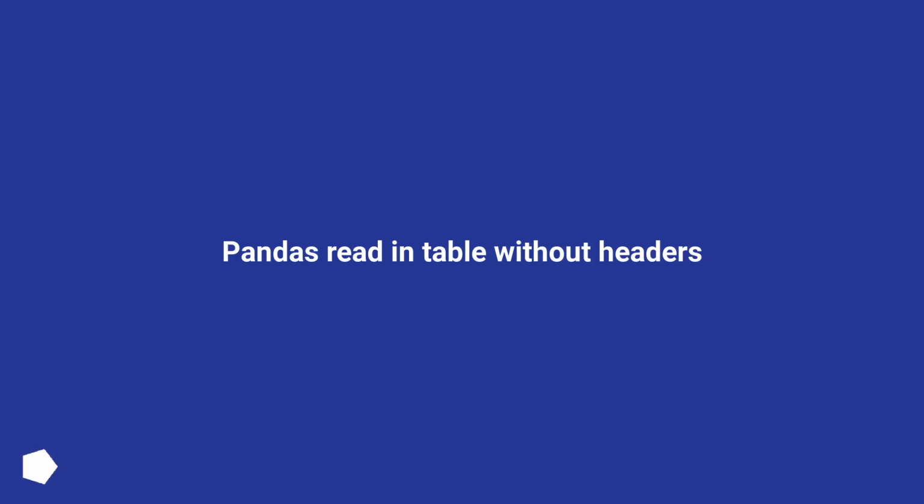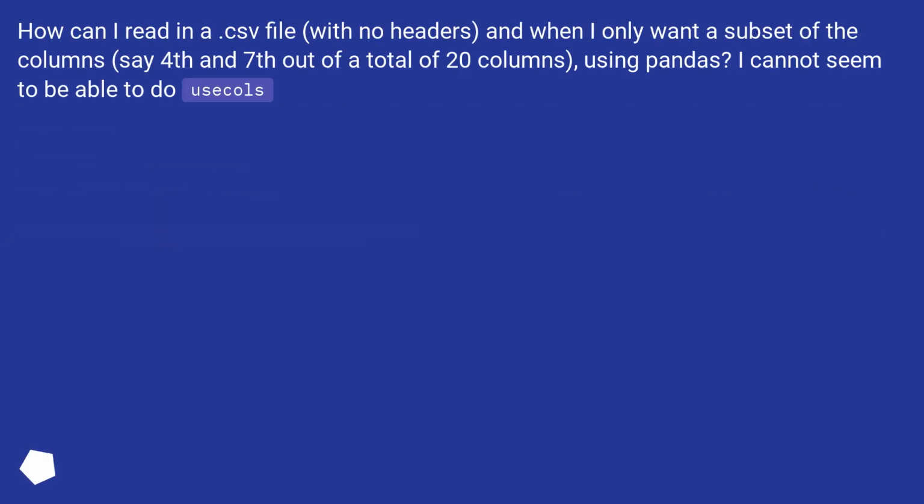Pandas read in table without headers. How can I read in a CSV file with no headers, and when I only want a subset of the columns, say 4th and 7th out of a total of 20 columns, using Pandas? I cannot seem to be able to do usecols.